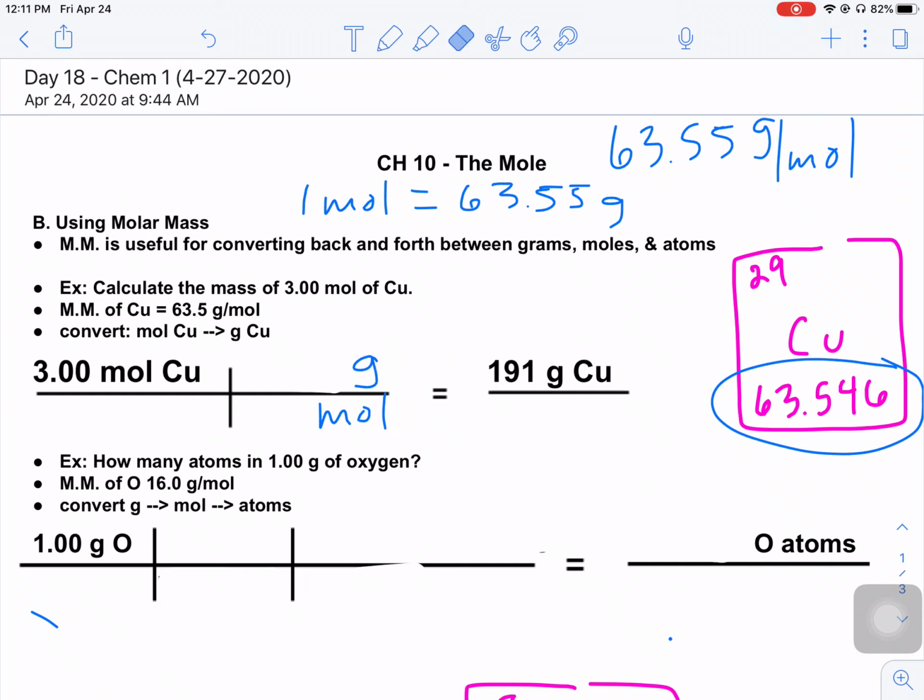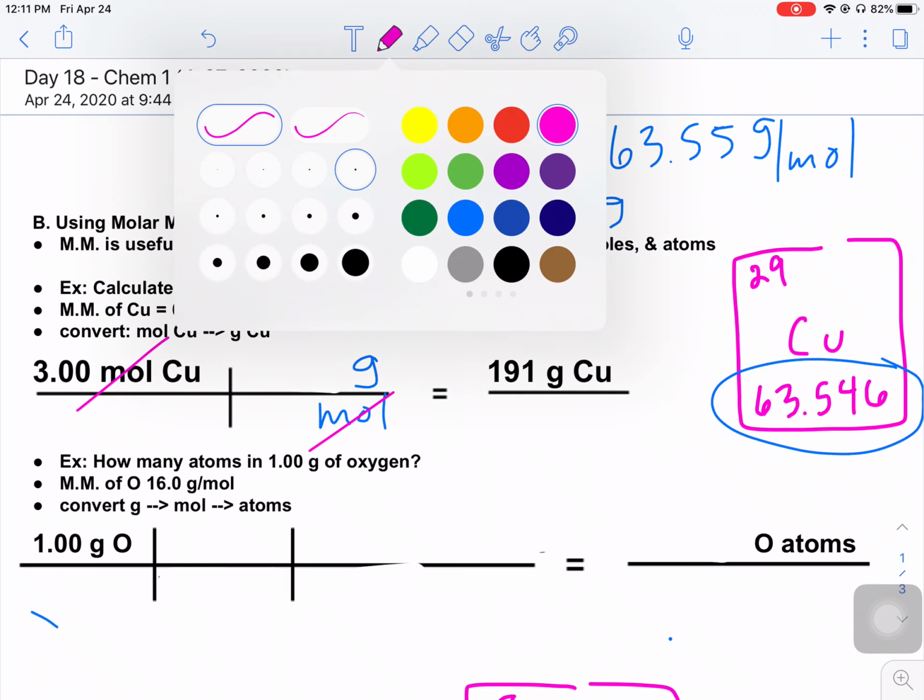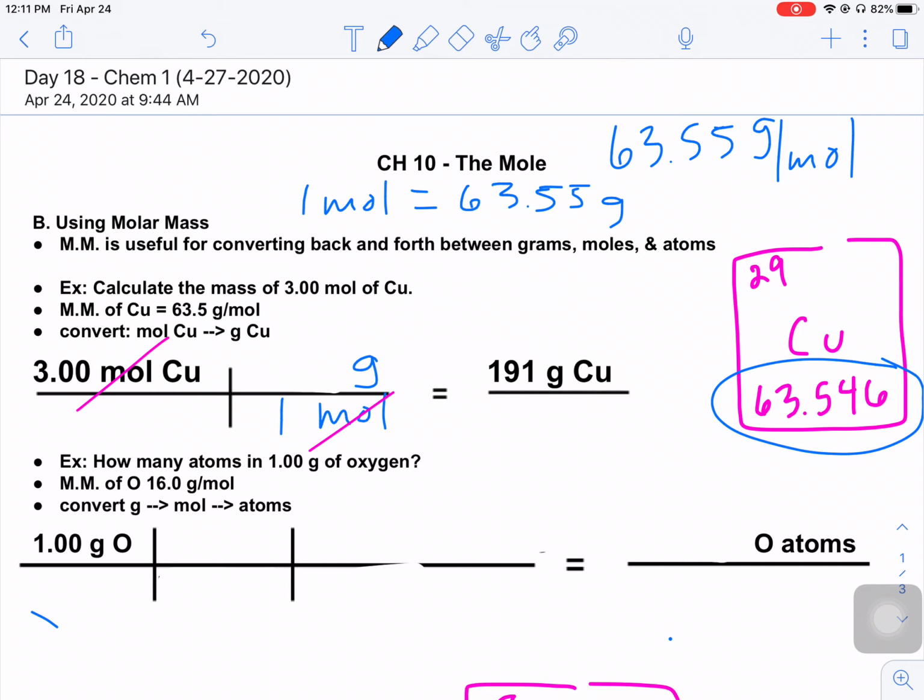Now I want you guys to show unit cancellation, and the way that you're going to do this is usually just with kind of a single line, and I like to color code these so you guys can see. And we're going to put the 1 with the mole and the 63 with the grams, and when we do that, we are going to multiply by the factors on the top. So 3.00 times 63.55, and I'll give you an idea what my calculator says.